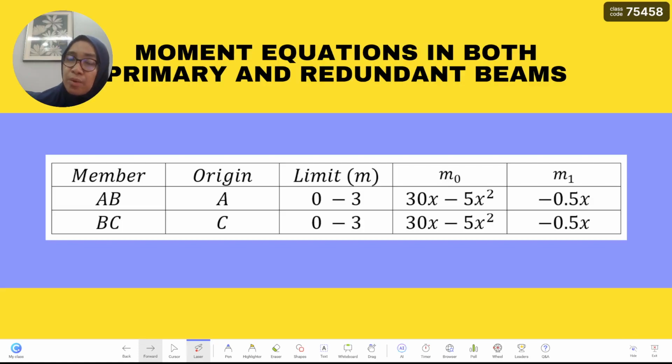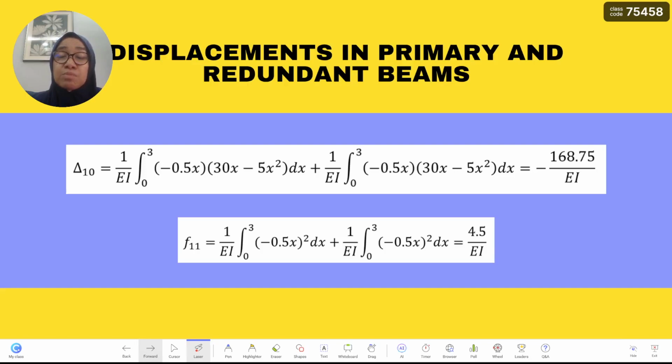So we summarize the moment equations in table form. Since we have two cutting sections, we have members AB and BC. We choose the origin, we set limits based on the origin, and we write the moment equations M0 and M1. So this is the moment equation that will be used in the displacement formula.